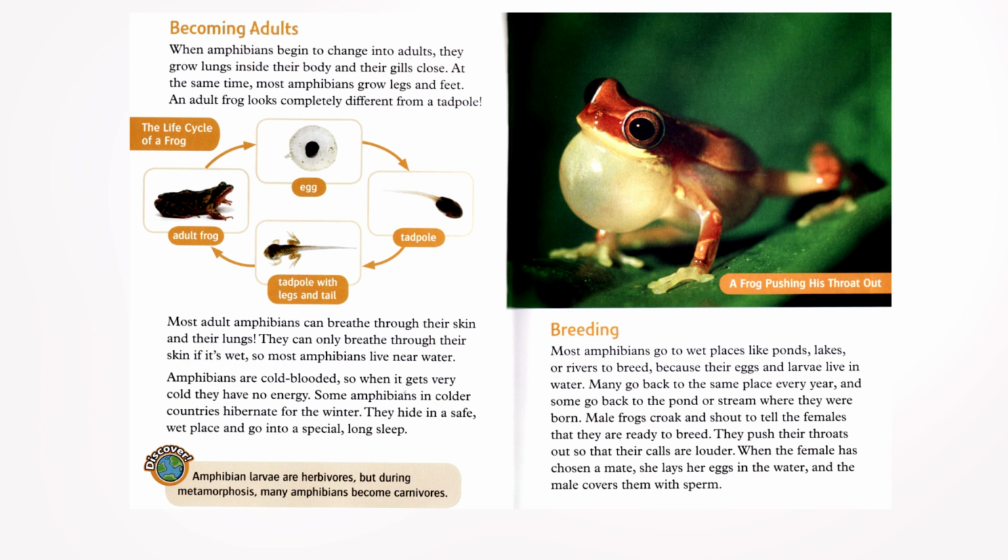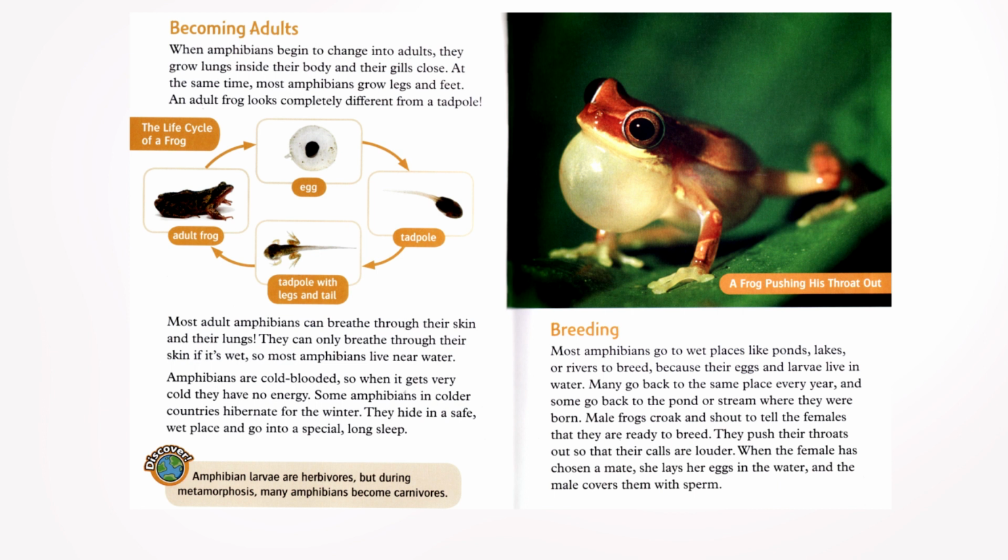Becoming adults. When amphibians begin to change into adults, they grow lungs inside their body and their gills close. At the same time, most amphibians grow legs and feet. An adult frog looks completely different from a tadpole. Most adult amphibians can breathe through their skin and their lungs. They can only breathe through their skin if it's wet, so most amphibians live near water.